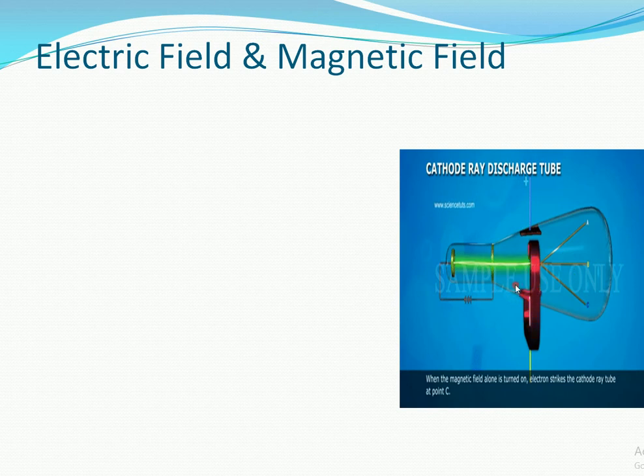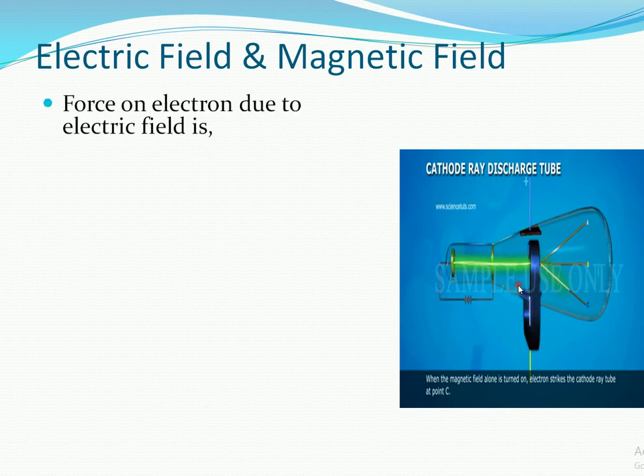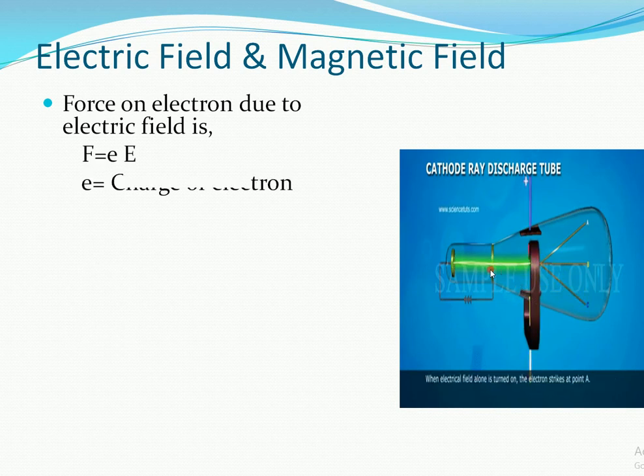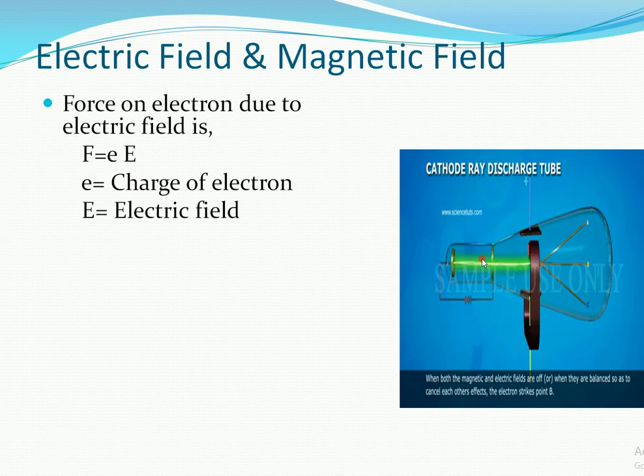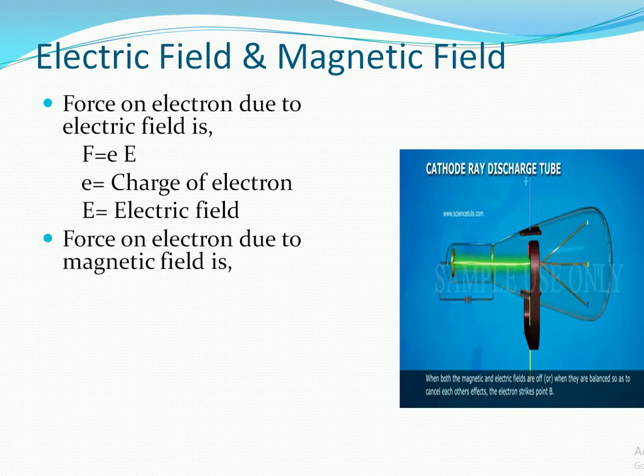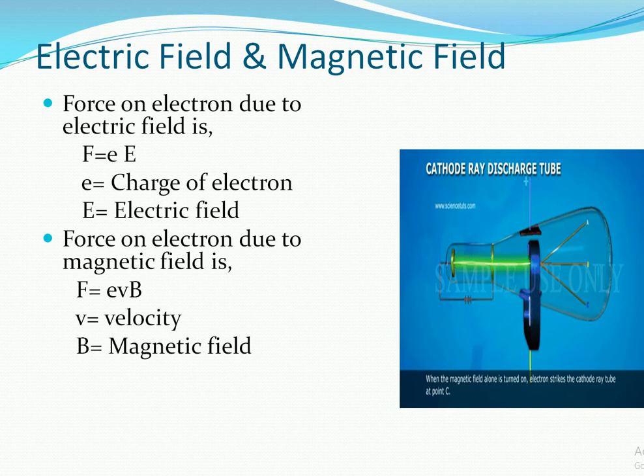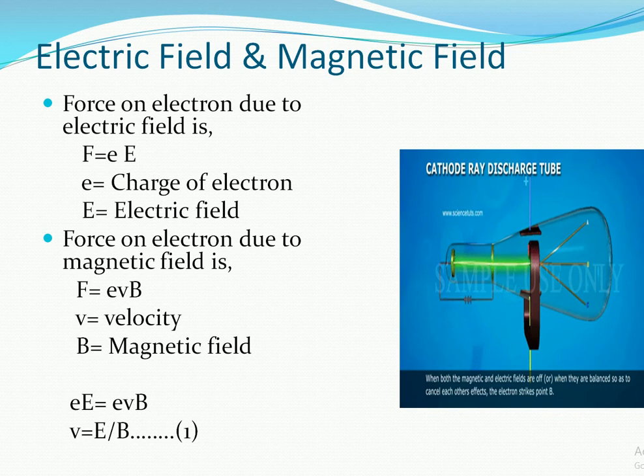Now force due to electric field is F equals eE, where e is the charge of electron and capital E is the electric field intensity. Now force experienced by electron due to magnetic field is evB, where e is the charge of electron, v is the velocity of electron and capital B is the magnetic field intensity. When these two forces are balanced, then eE equals evB. Then e gets cancelled. We get v equals E by B. This is equation number 1.